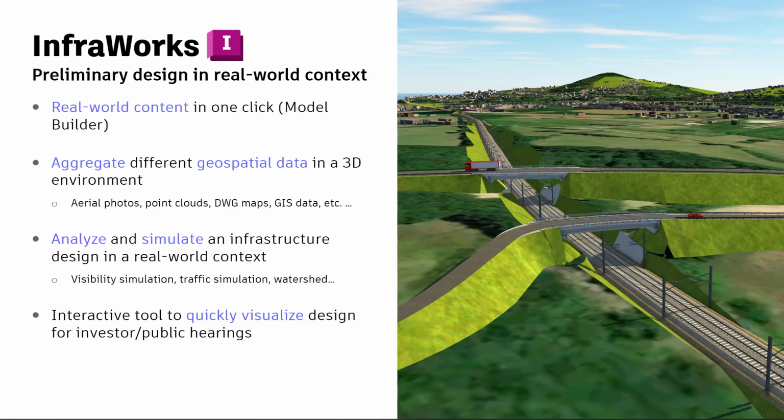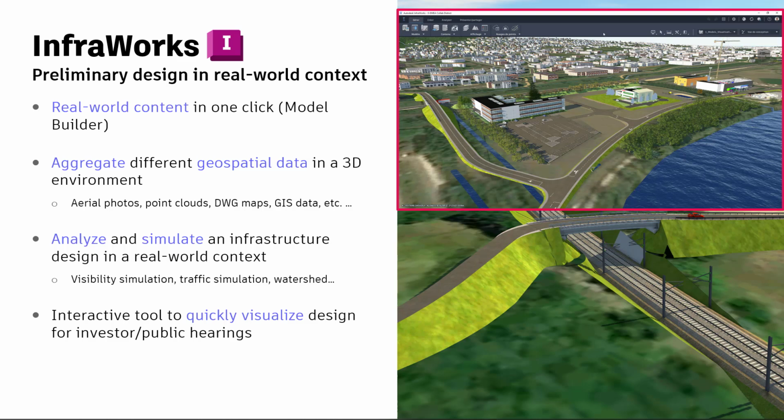InfraWorks is a dedicated tool for the preliminary design stage, enabling you to create large-scale existing context in a few clicks. The first choice might be Model Builder, built-in functionality creating context from publicly available data. The second option is to aggregate data from different sources like GIS data, 3D models, photos, point clouds, and so forth. InfraWorks has rich and easy-to-use capabilities to create preliminary infrastructure design, including bridges, tunnels, and other civil structures.